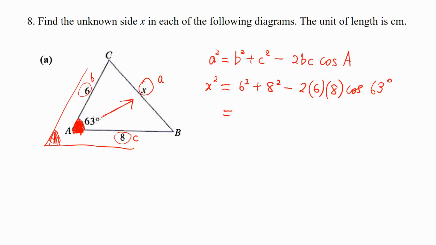And then using your calculator, you can find this whole value. And then taking the square root of the answer, we'll be able to find x, which is 7.51 cm, rounded off to 3 significant figures.